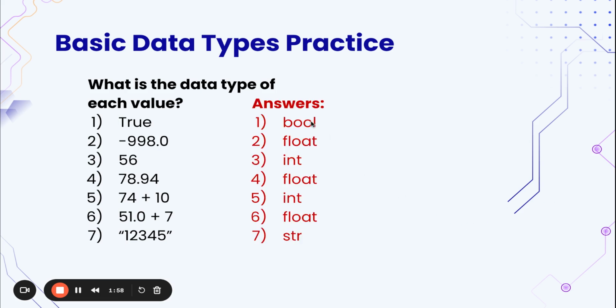So the first one is a boolean. The second one is tricky. You may think that it's an integer, but it's actually a float because there's a fractional part over here. The third one is an integer. The fourth is a float. This is an integer. Again, here this is a float because this has a fractional part, and this is a string because it's surrounded by quotes. So Python generally takes on the most inclusive type.